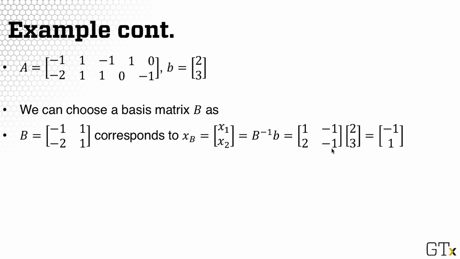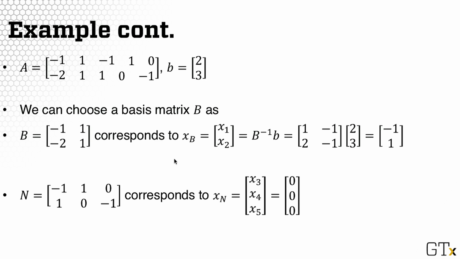So that is B, and multiply with the right-hand side, lowercase b, 2, 3. We exactly get -1 and 1. Okay, and that's the basic variable part. The non-basic variable part is easy. They're all 0. The non-basic variables of a basic solution are always 0.